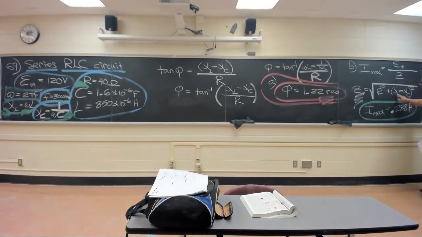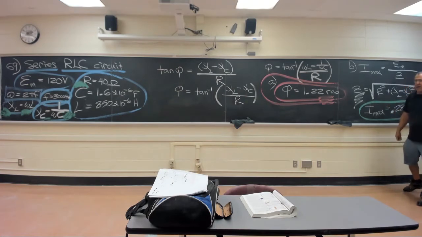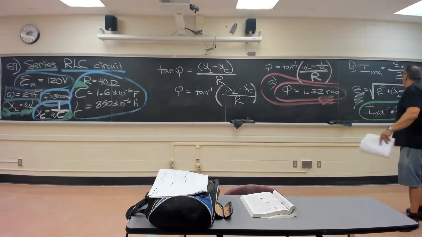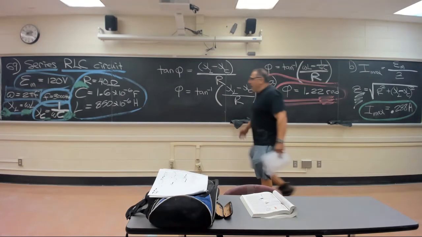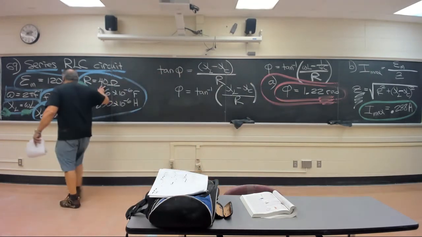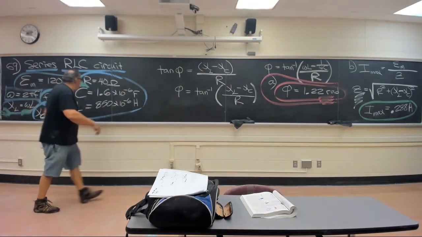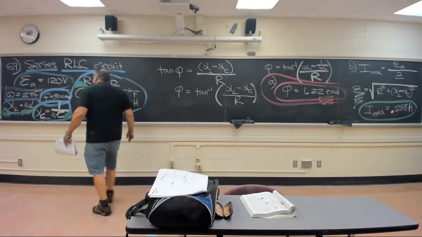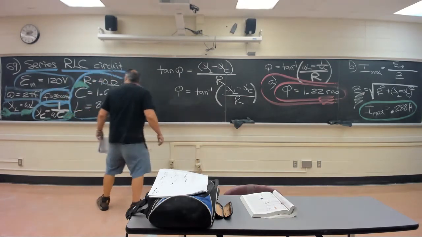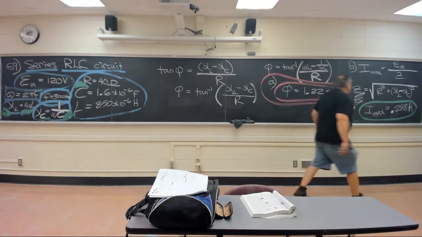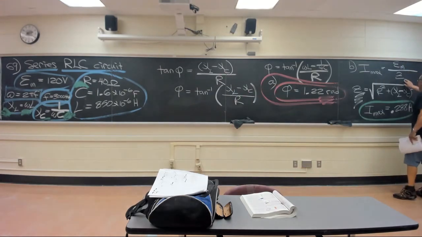If the XL and the XC were equal, XL minus XC is 0. 0 squared is 0. Just got R squared. The square root of R squared is R. The Z would be R, and the R is 40 ohms, and the maximum EMF, the maximum amplitude, is 120. So 120 divided by 40 ohms, it'd be 3 amps.